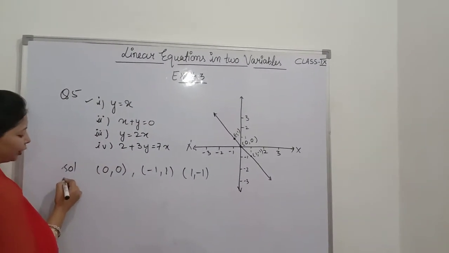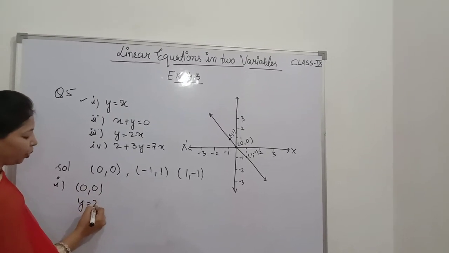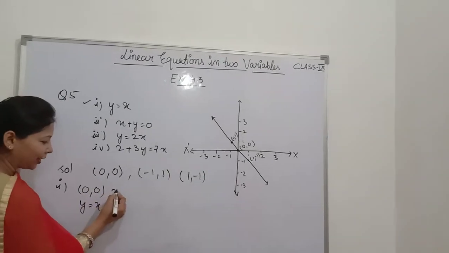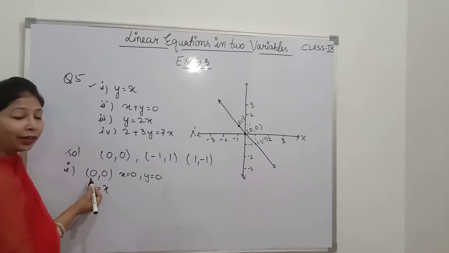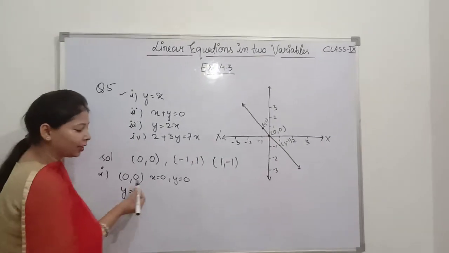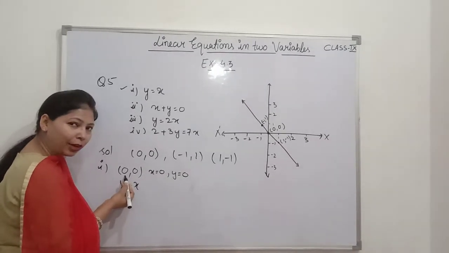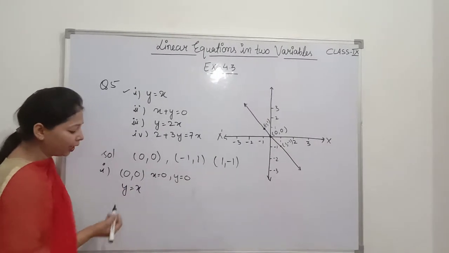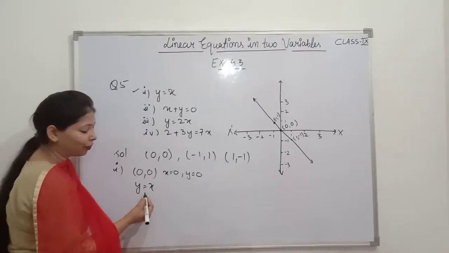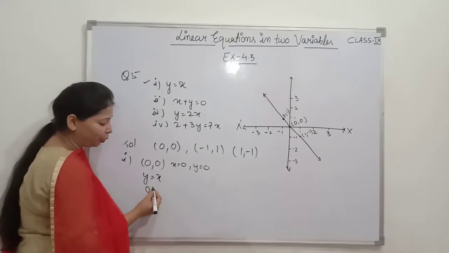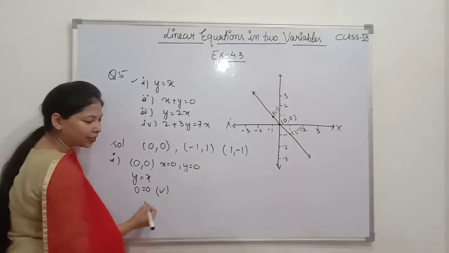Now let us check the first part, 0 0. Now students, y is equal to x. In 0 0, x is equal to 0 and y is equal to 0. How do I know? Because I know that the first coordinate represents x and the second coordinate represents y. So the value of x here will be 0 and the value of y will also be 0. If I substitute this value, that means y is 0 and x is equal to 0. Obviously it's satisfied. So we will say yes, it's satisfied.